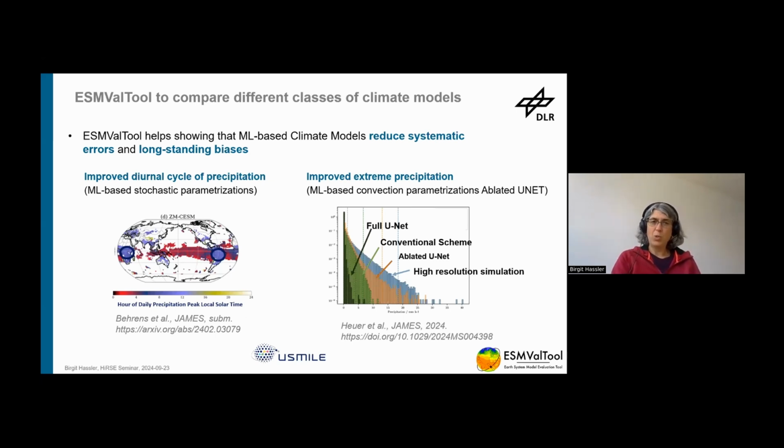So we also use ESMValTool to compare different classes of climate models. One of the developments that we're doing here is that we develop machine learning based climate models that help reduce systematic errors and long-standing biases. For example, what you see on the left side is a bias of the diurnal cycle of precipitation that has been improved with one of those machine learning based climate models. And we also improved the extreme precipitation representation in one of those model simulations.